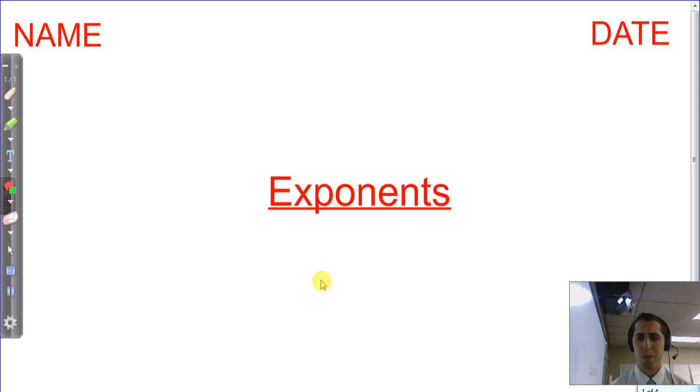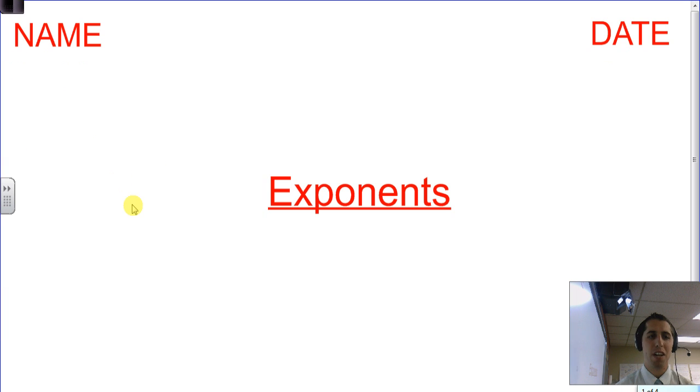Alright, here we go. We're talking about exponents today, and this is something that causes some people some problems, so we just need to focus in on this one. I'm sure you'll get it. It's not too difficult, but it leaves a lot of room for silly mistakes.